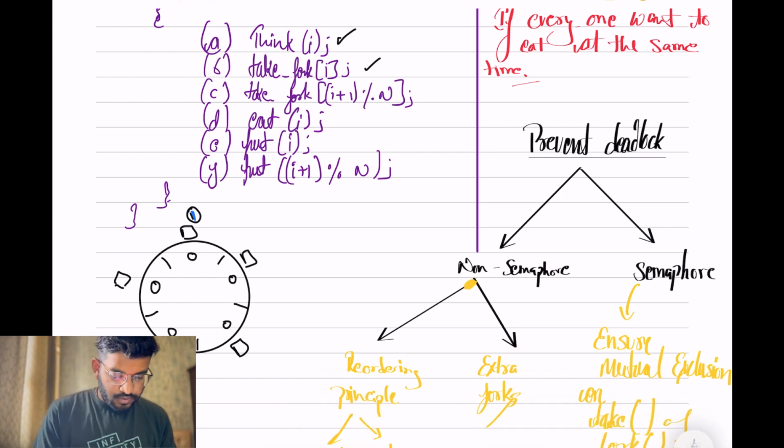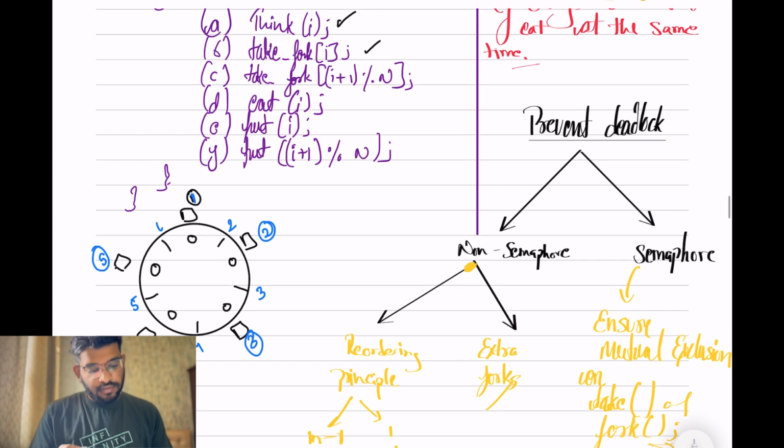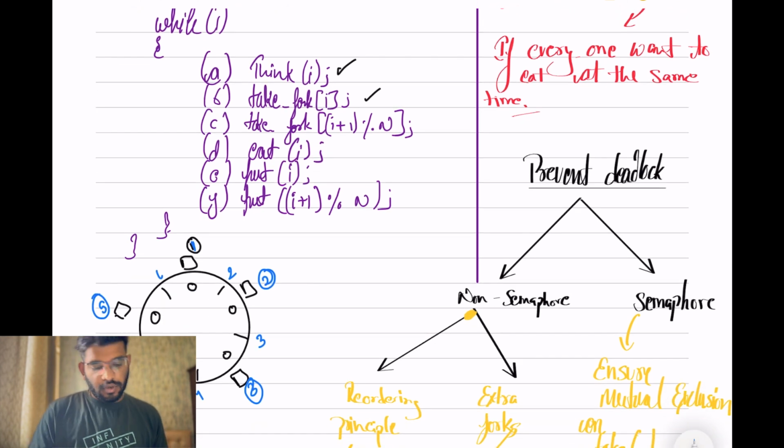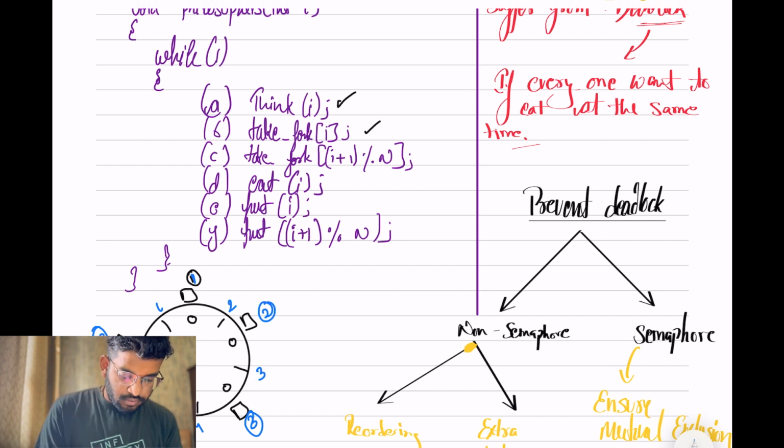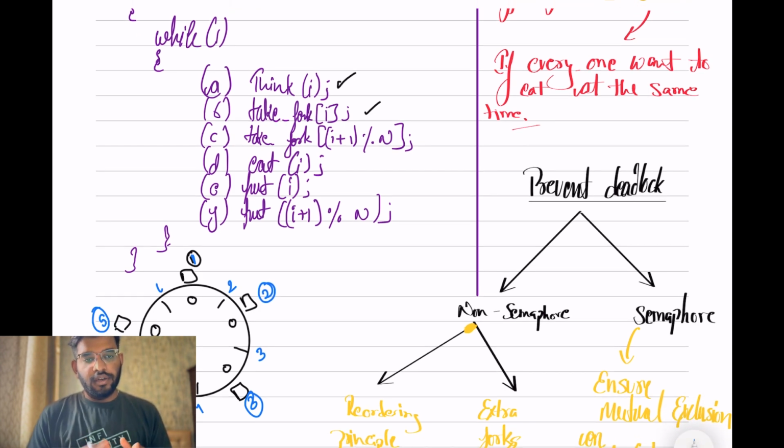If they are eating, then, if the philosopher is tired of thinking, then he eats. So how does this dining philosophers problem take place? Here, first the philosopher is thinking, and after thinking, he takes a fork. Let's number them: this is one, this is two, this is three, this is four, this is five.